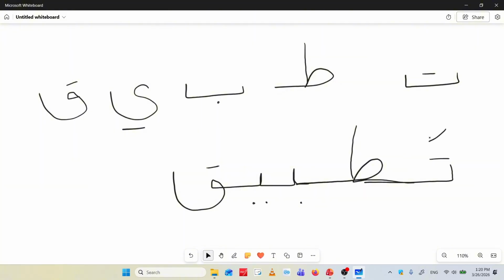Now this word is تطبيق. One more time: تطبيق. And تطبيق means to apply something, to apply an idea or something like that. But also تطبيق can mean the phone application. Okay? But تطبيق means application.